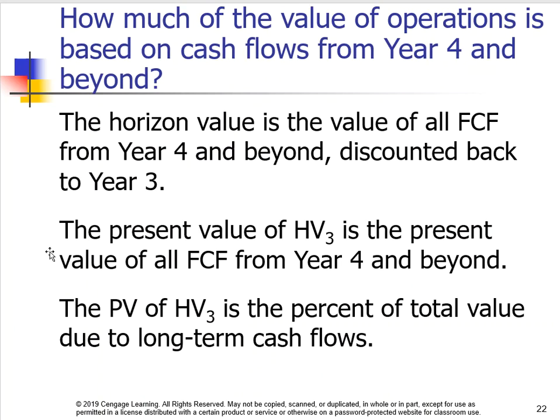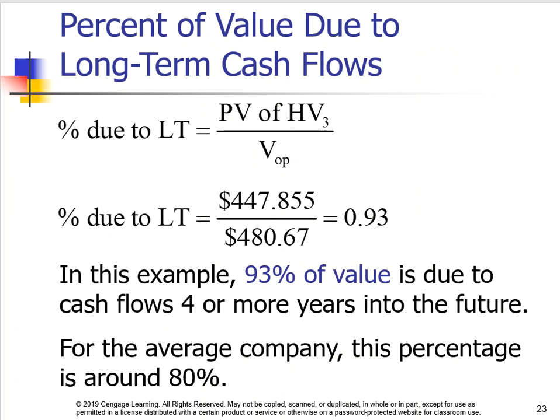So again, the horizon value is the value of all the free cash flows from year 4 and beyond, discounted back to year 3. Okay, and then the present value of the horizon value is the present value of all the free cash flows from year 4 and beyond. So at time 0, the present value of the horizon value is the present value of those cash flows. But again, you're never going to be doing this in isolation. You're going to find the present value of all the cash flows together.